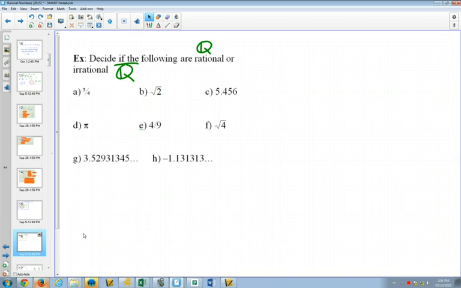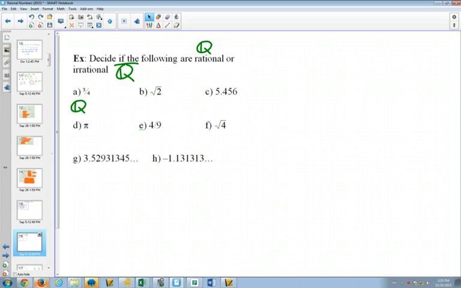One of the things you're going to need to do for tests and quizzes is remember these definitions. What is a rational number? A rational number is any number that can be written as a fraction, any number that can be written as a decimal that ends, or any number that can be written as a decimal that repeats. So 3/4, is that a fraction? Yes. So we could put this one is a rational number, not irrational. It is a rational number. Okay?